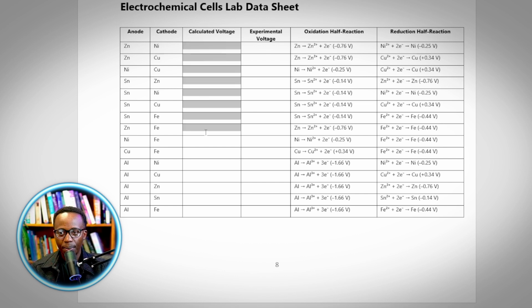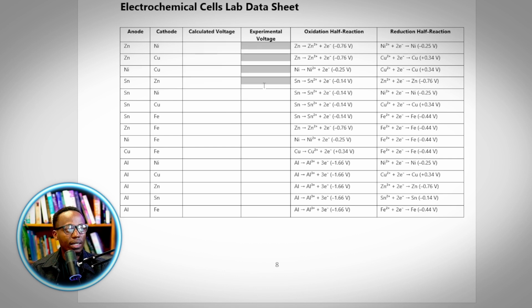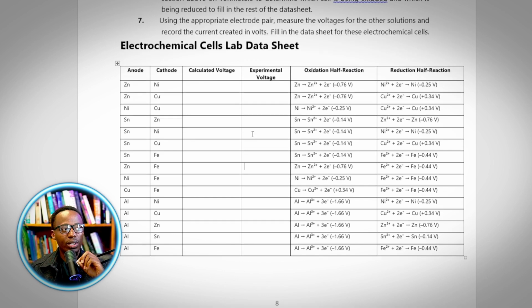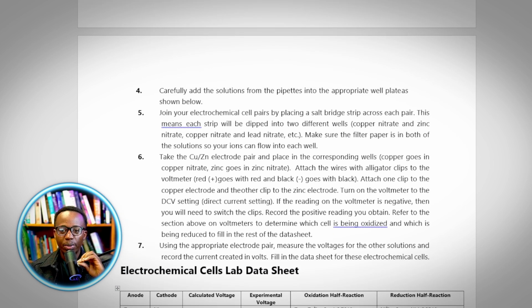So you're going to calculate the voltage here, and then you're going to measure the voltage, right? So we're going to calculate the voltage, then measure the voltage, and then we're going to compare our data, right? But in addition to that, like I said, we're going to be calculating the delta G and the KEQ of our solutions as well, right?